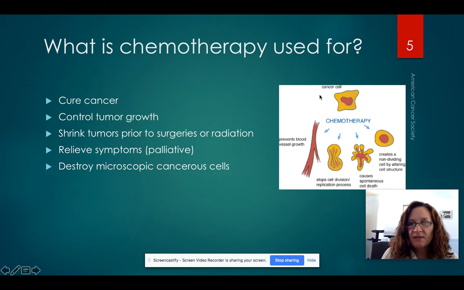So I found this great diagram and I thought this would be helpful for you guys. Here you can see the cancer cell and the different ways that chemotherapy can kill it, either through preventing blood vessel growth, stop cell division, cause spontaneous cell death, or create a non-dividing cell by altering cell structure.